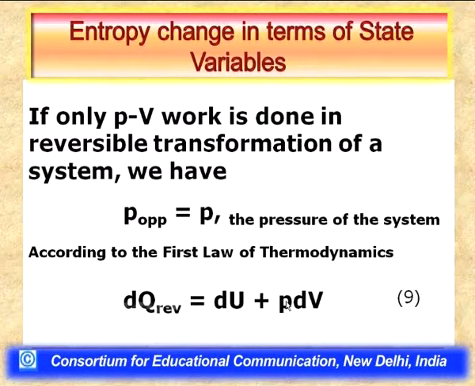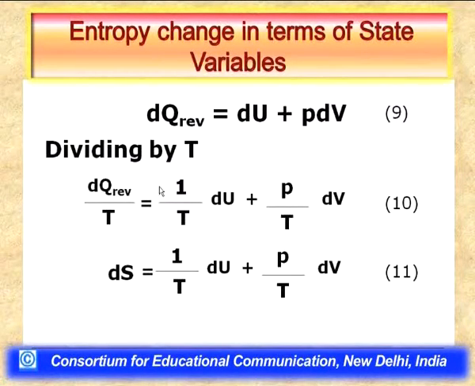Having said this, now if we divide this equation 9, which is basically the first law of thermodynamics, by temperature, what do we get? dq reversible by T equals 1 by T dU, plus if we divide P by T, so P by T dV. So, this equation 10 then becomes the transformed equation of the first law of thermodynamics if we divide equation 9 by temperature.